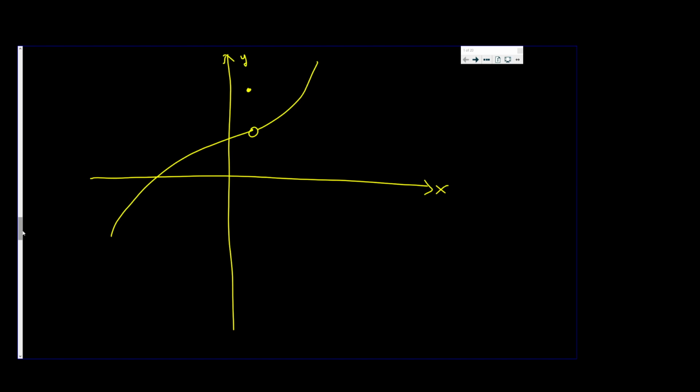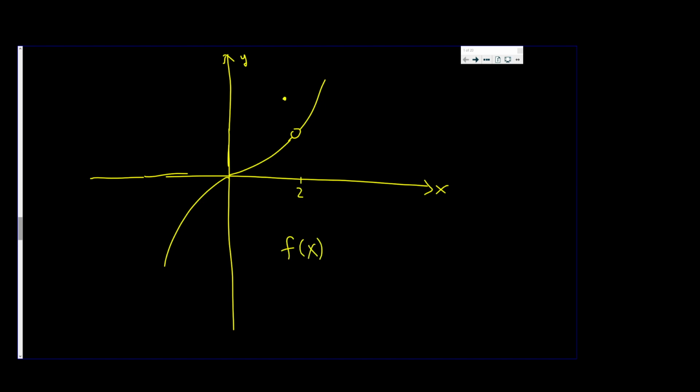Let me draw a more familiar graph so we can talk better about some points. What I have on the board right now is x cubed. But I'm going to remove one point, that point right there, and I'm going to put it up here. Let's say that's 2.